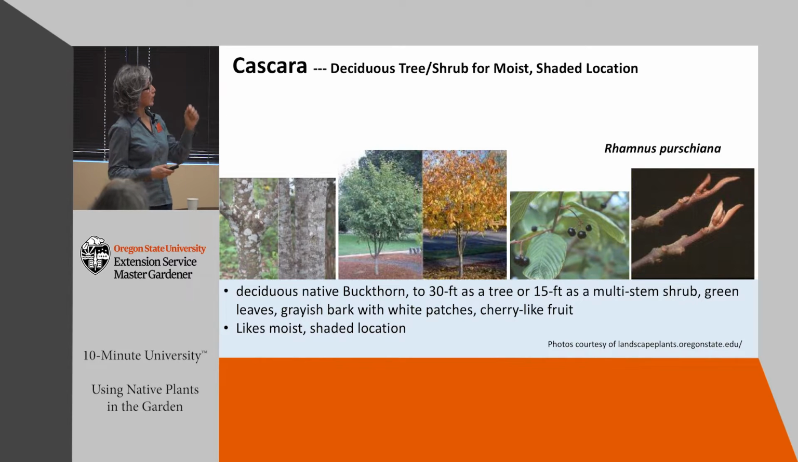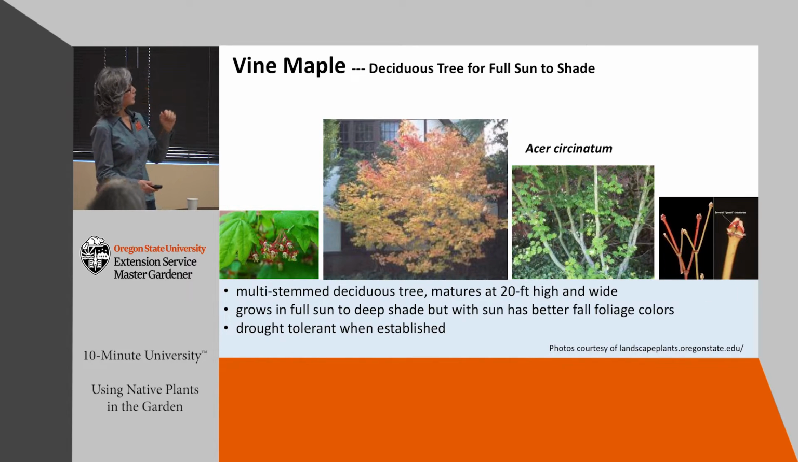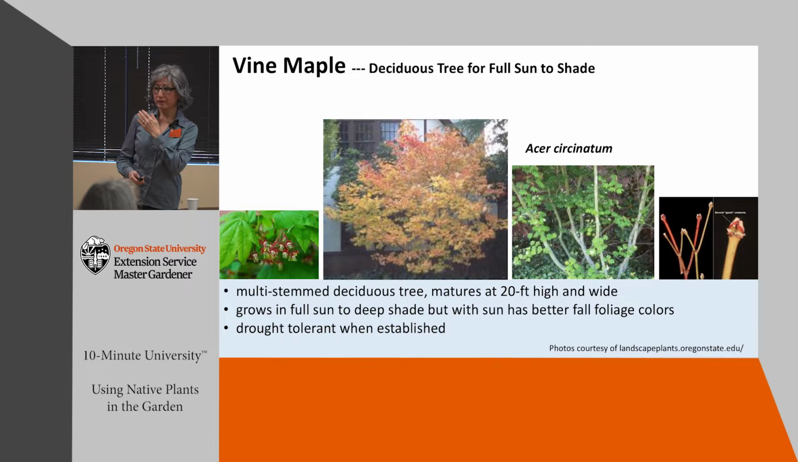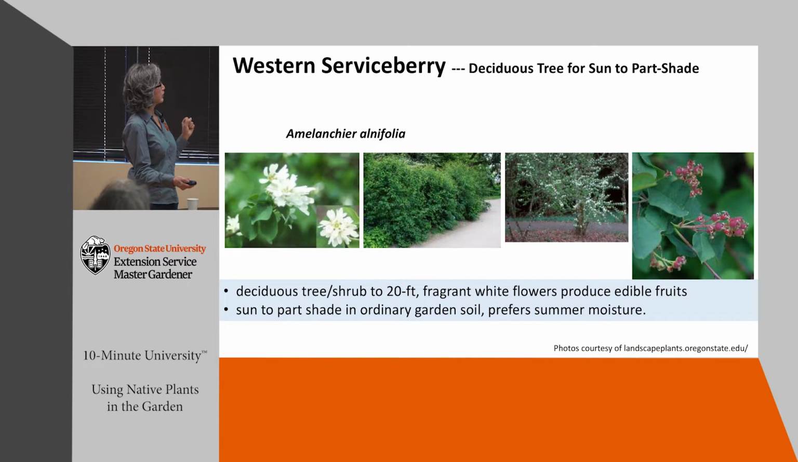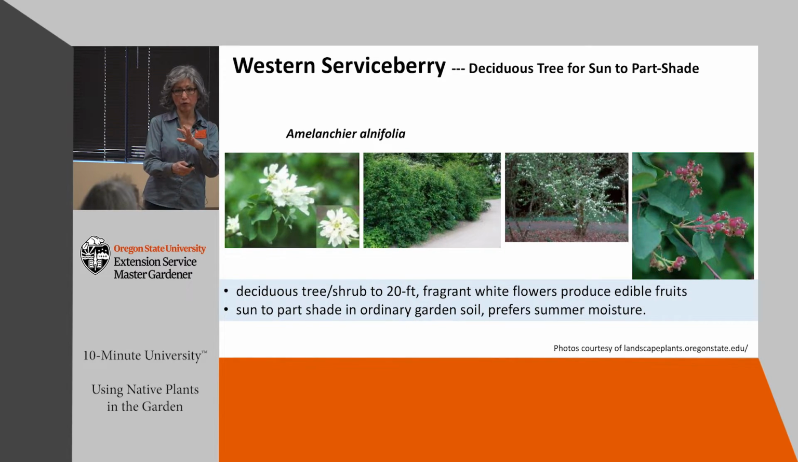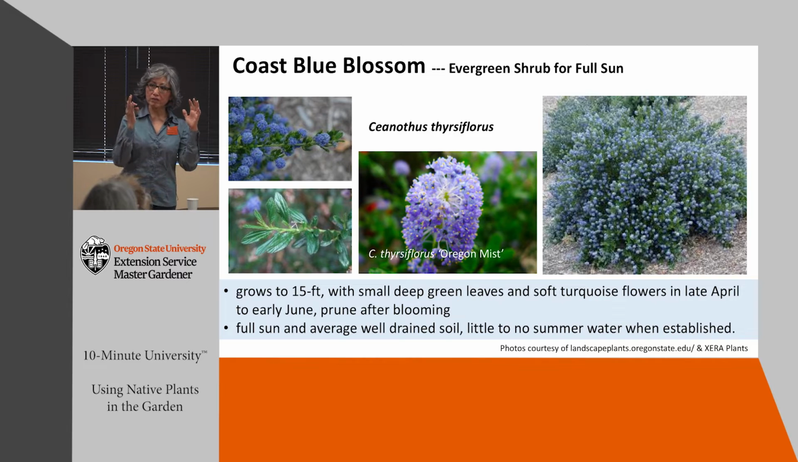First one, Cascara, likes a moist, shaded location. It's got all kinds of benefits that are in your handouts we don't have time to talk about. Vine maple can take full sun to full shade, and in full sun, it will give you a better fall color. And Western serviceberry has fragrant white flowers, edible fruits for humans, and it can take sun to part shade. Okay? And in your handout, I give you information in general about the kind of soil moisture requirement for the summer.